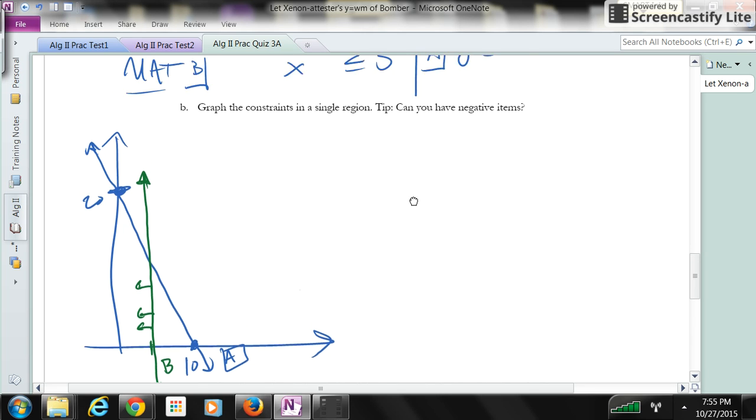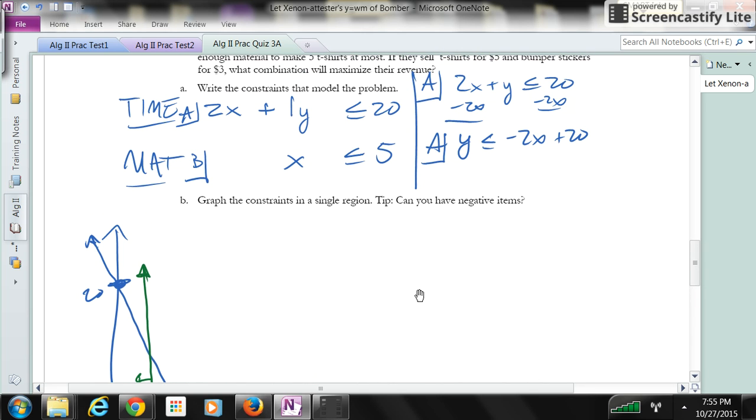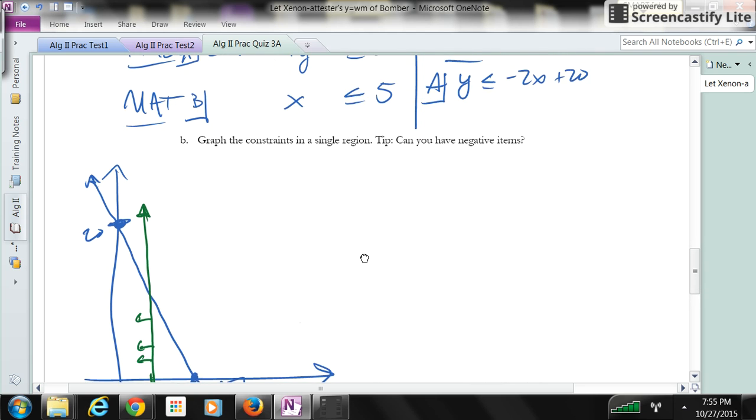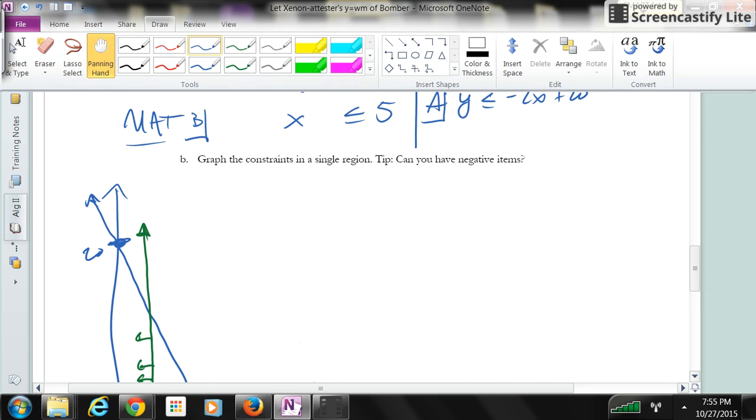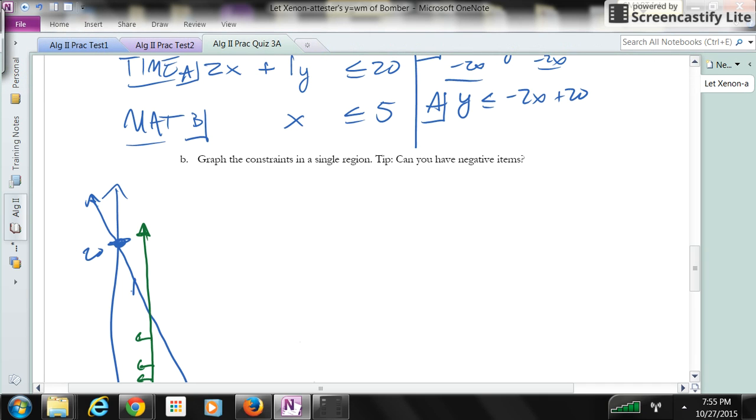That's a song. I feel like that's a song. Is that a song? And y is less than or equal to negative 2x plus 20. Go back to the blue. Shading below that line.